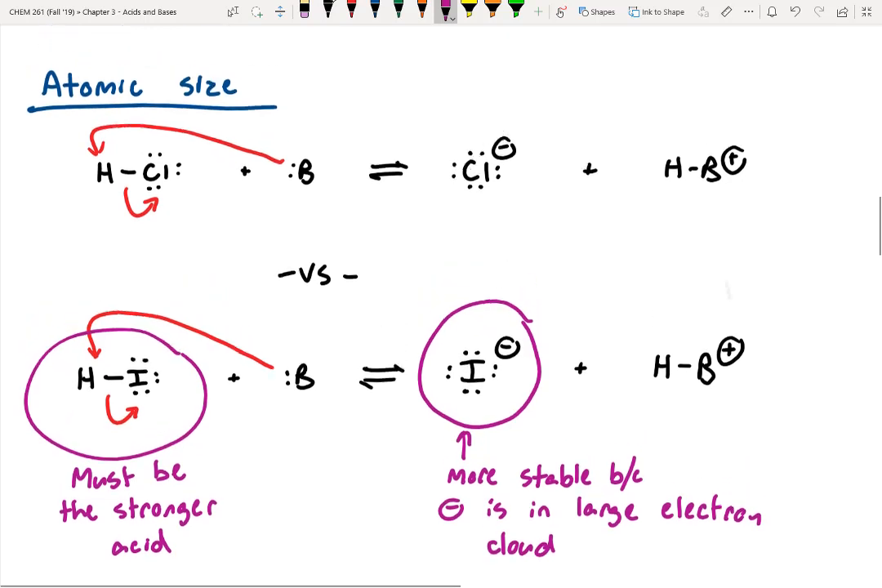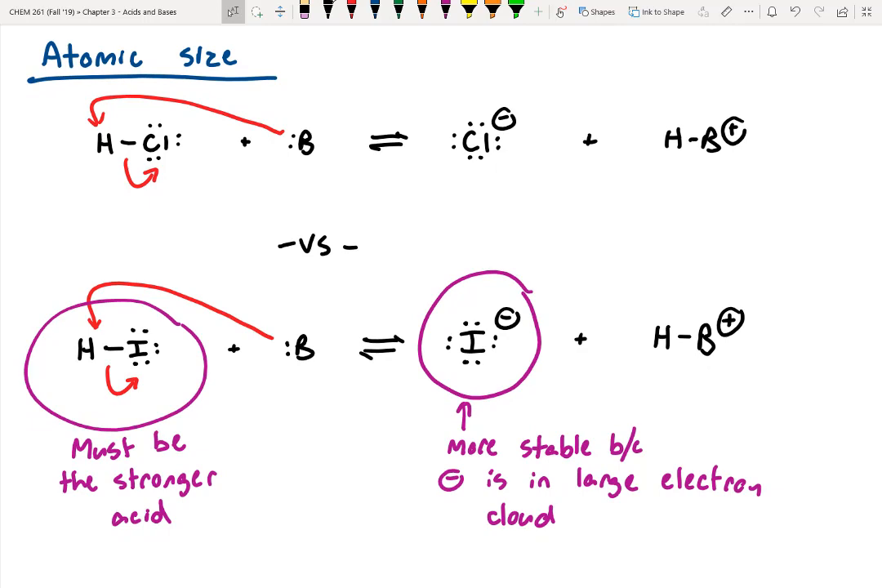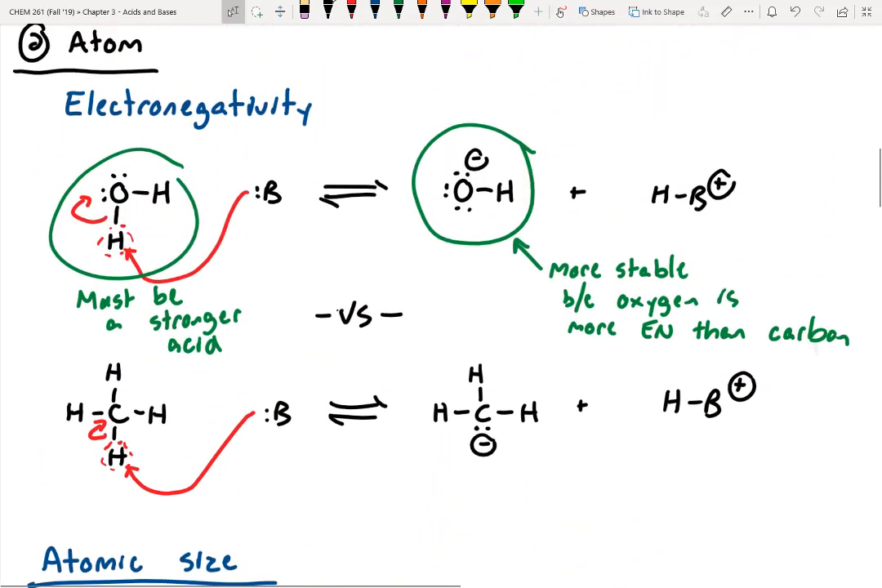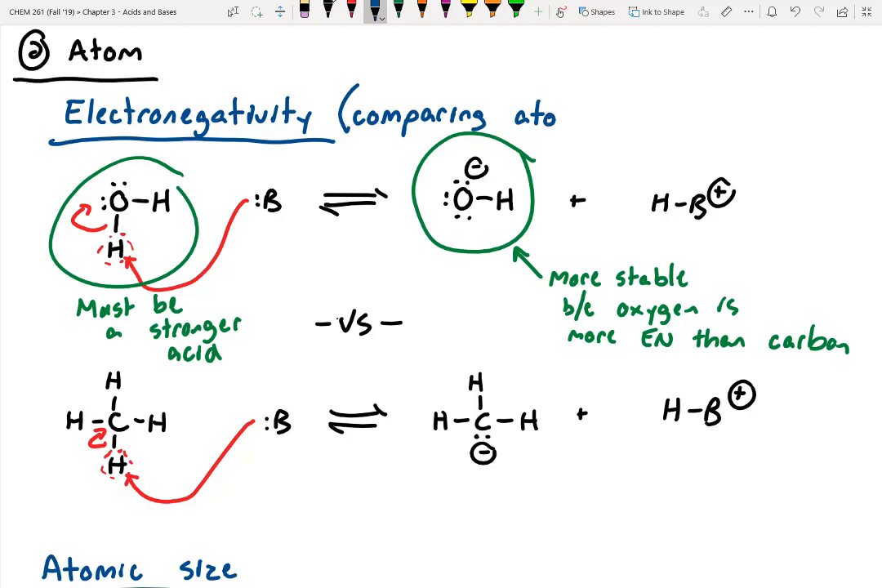All right, so now the question is, how can we compare these things? It's actually not as tricky as you might think. Electronegativity is used when we're comparing two atoms in the same horizontal row. You see how oxygen and carbon were in the exact same row? That's when we compare electronegativity. So I'll say comparing atoms in the same row.